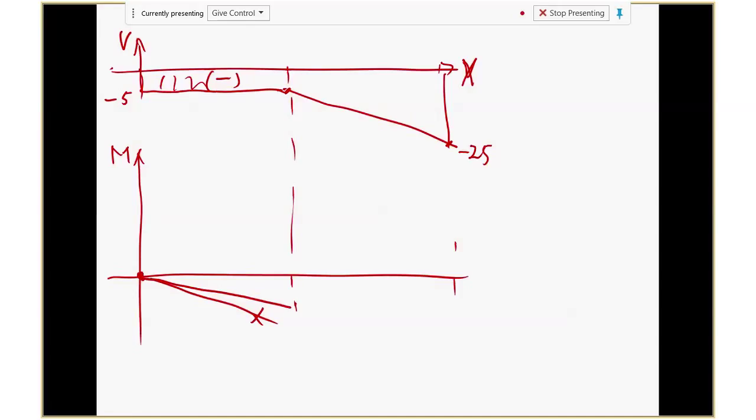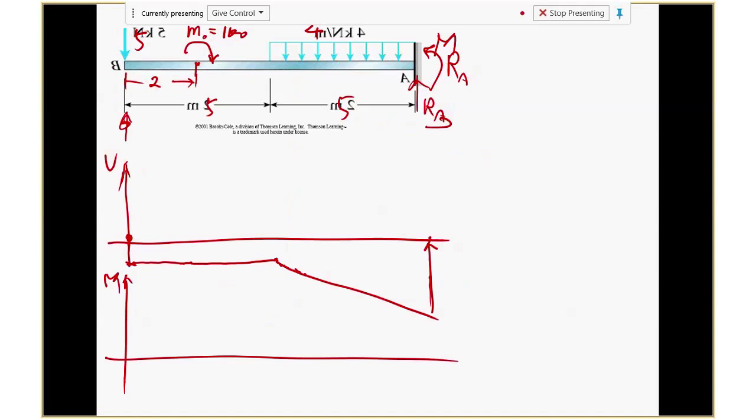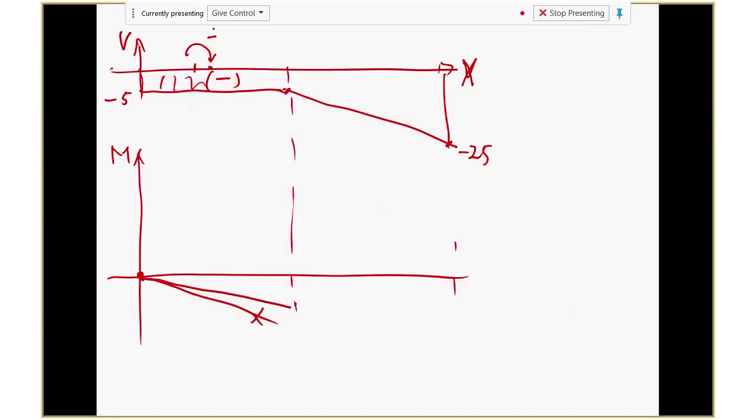Okay, there is a concentrated moment here at the 2 meter location, right? The moment is this way. What's the value? This way, negative. What's the value? Anyone remember the value? We put 100, right? So it's supposed to be 100 this way. Now, if there is a 100 this way, once you move here, you see a constant moment. Now, how would the moment change?